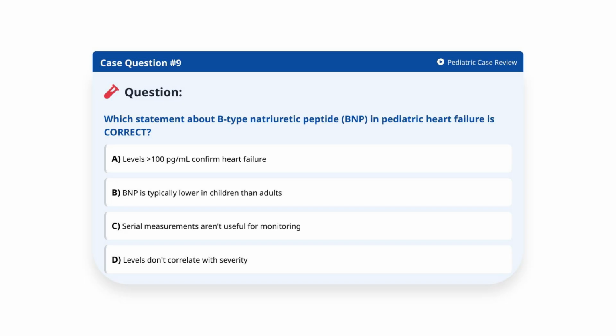Which statement about B-type natriuretic peptide, or BNP, in pediatric heart failure is correct? Is it A, levels above 100 picograms per milliliter confirm heart failure? B, BNP is typically lower in children than adults? C, serial measurements aren't useful for monitoring? Or D, levels don't correlate with severity?